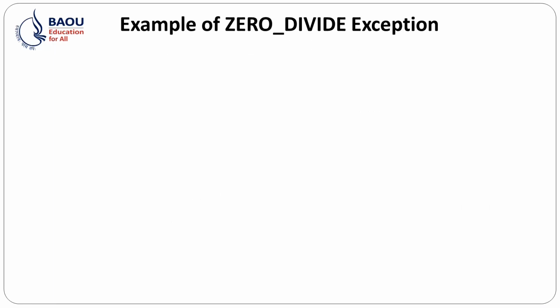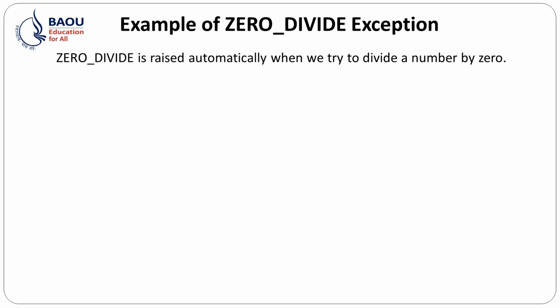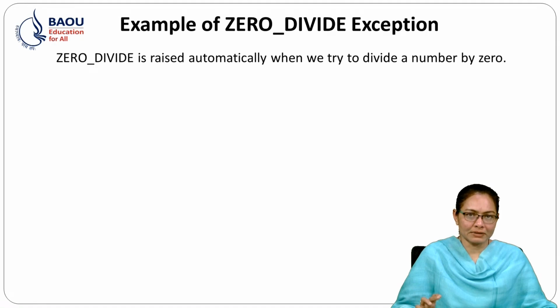See, we can try to understand with an example. Example of the ZERO_DIVIDE exception. ZERO_DIVIDE is raised automatically when we try to divide a number by 0. If you try to divide one number by 0, then this error occurs, which is handled by the ZERO_DIVIDE exception.